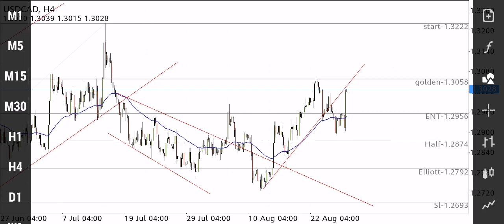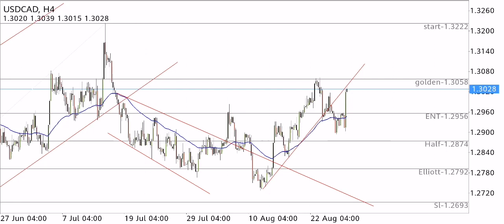So let's see in the H4 time frame in the next week how the USDCAD currency pair performs. But overall, now the trend is bullish in the USDCAD currency pair.